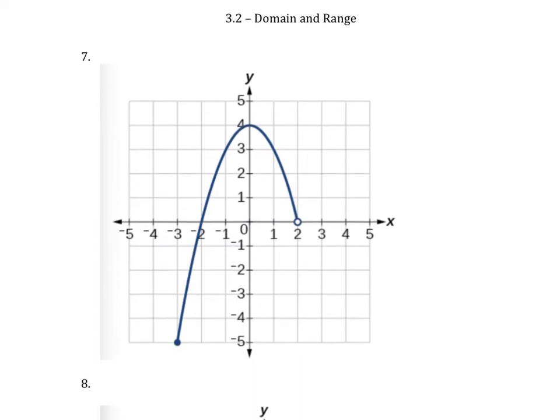Number 7, domain and range. So if you feel like you have the hang of it, pause the video, try it yourself, check your answer. Okay, so the domain, left to right. So the leftmost value I see is this dot down here. And that corresponds to -3. The rightmost value I see is right here on the 2, right here. It's an open circle, so it would be a parentheses. Left to right.